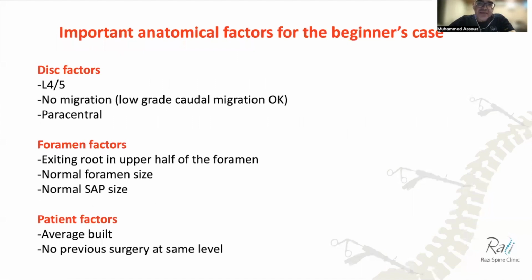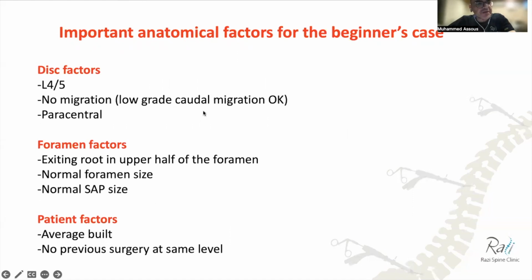Important factors for that beginner's case, disc factors: L4, L5. You could use L3, L4, but remember the dura is much closer to the foramen at L3, L4, so that will affect your reaming a little bit. So my advice is to stick to what I tell you here in your first 5, 6 cases, and then you can easily expand the indication. So L4, L5.